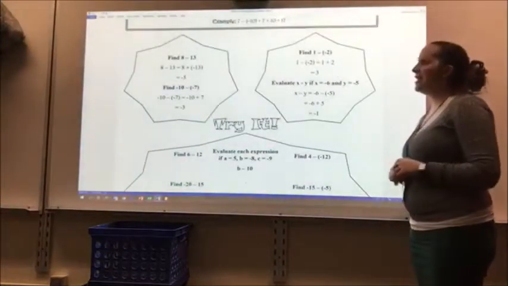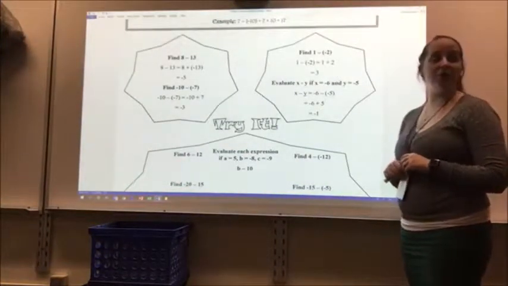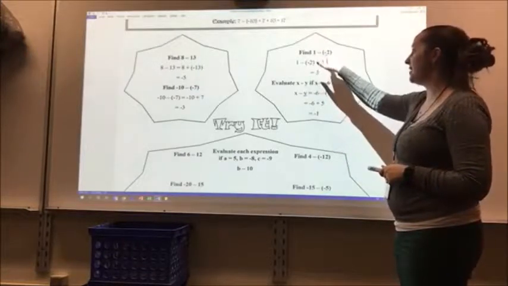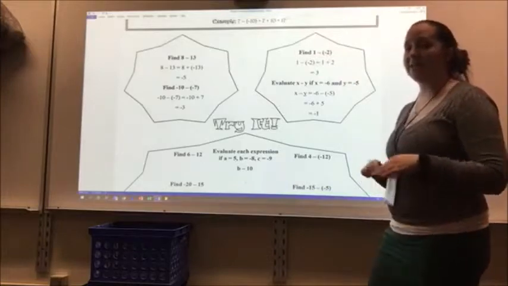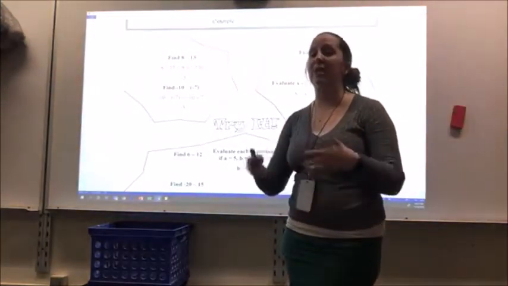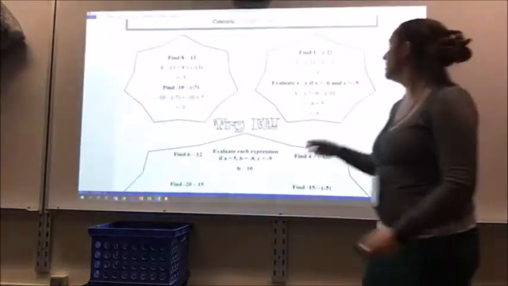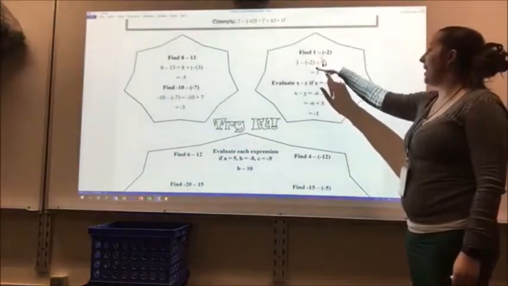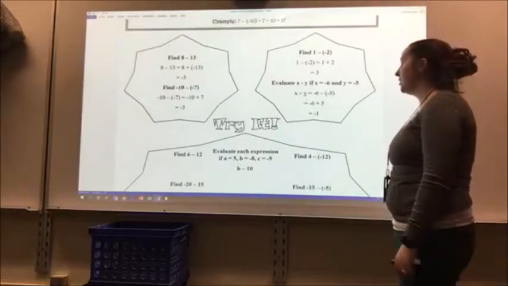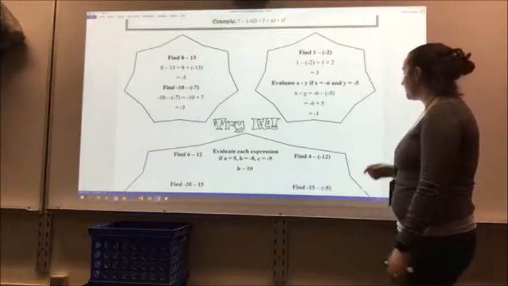Find 1 minus negative 2. Again, two negatives right next to each other make a positive. You see there's a minus and a negative. Minus signs and negative signs mean the exact same thing. You're taking away something. So 1 minus negative 2 becomes 1 plus 2. Well, 1 plus 2 is 3. They're the same sign, so it doesn't matter.